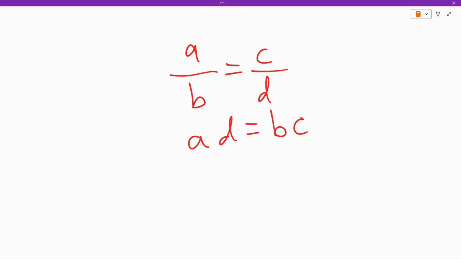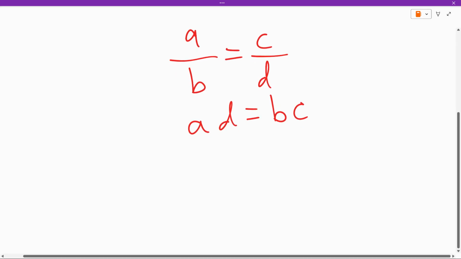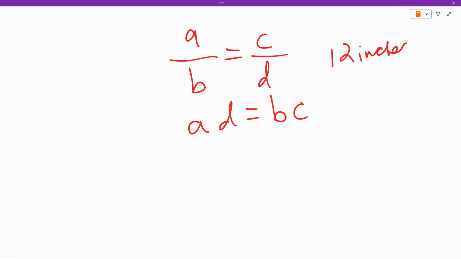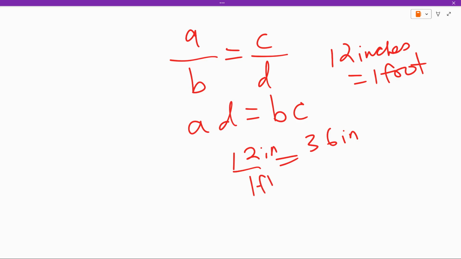One key point to remember: proportions are especially useful when solving problems involving scaling, unit conversions, and relationships between quantities. What do I mean by that? Let's say you know that 12 inches equals 1 foot, so there are 12 inches in 1 foot. Say we want to find out how many feet 36 inches contain. If we cross multiply and solve, we'd figure out that 36 inches is 3 feet. So that's one real world application.